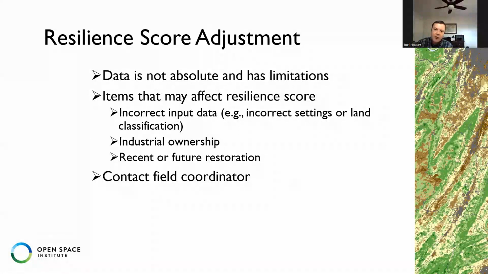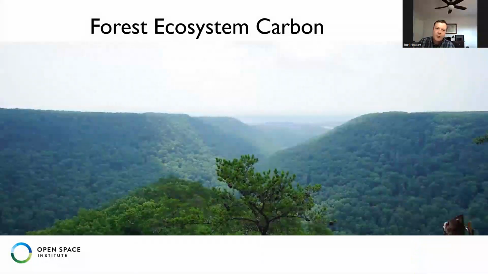And a word on the data. We recognize that we're talking about modeled data, and the data are not absolute and have limitations. And you may feel that the data is incorrect for a project you're considering, and it very well could be. Items that may affect resilience scores or current condition: incorrect input data such as settings or land classification; in some regions, industrial ownership; and finally, either recent or planned restoration on the landscape. If any of these situations apply to you, feel free to reach out to your field coordinator to discuss, and we can work through adjusting the data.